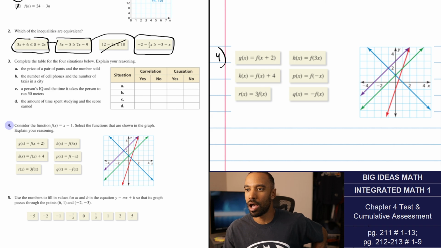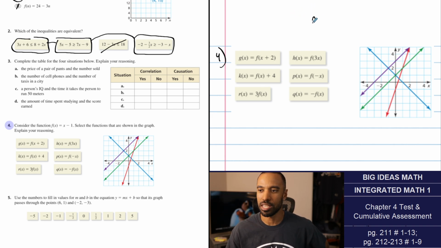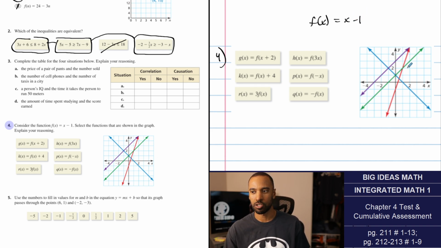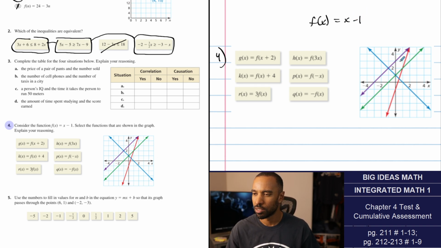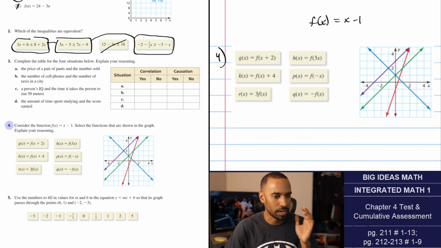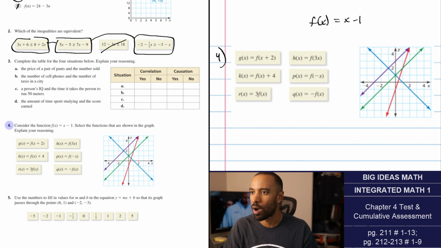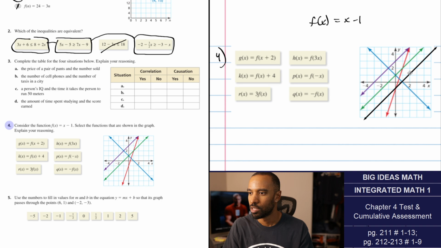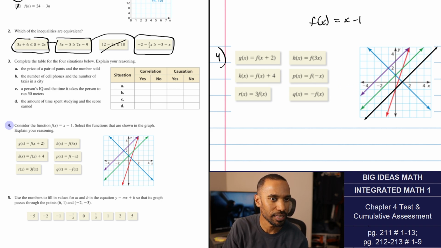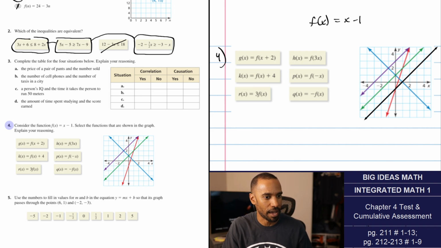Okay. So the original one is f of x equals x minus 1. Now that does mean, if you recall, a y-intercept of -1. Excuse me, a y-intercept of -1 and a slope of 1. Well, I guess it's not on here, so I'm going to draw it. It's going to be a rise over run that looks like this, and that's the f of x equation. So let's compare all the other ones to that. Are they saying select the functions that are shown in the graph, explain your reasoning?